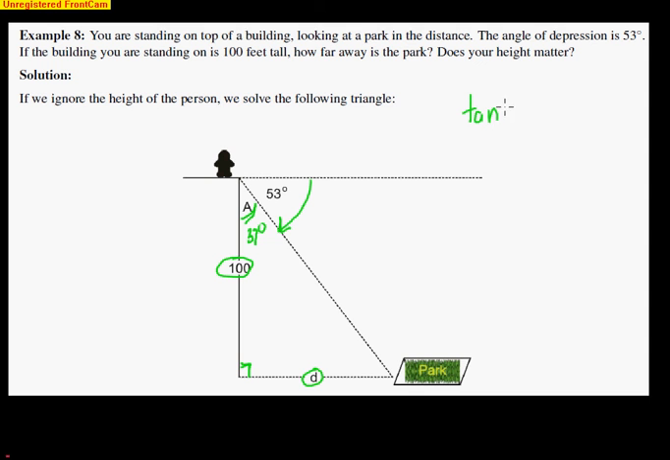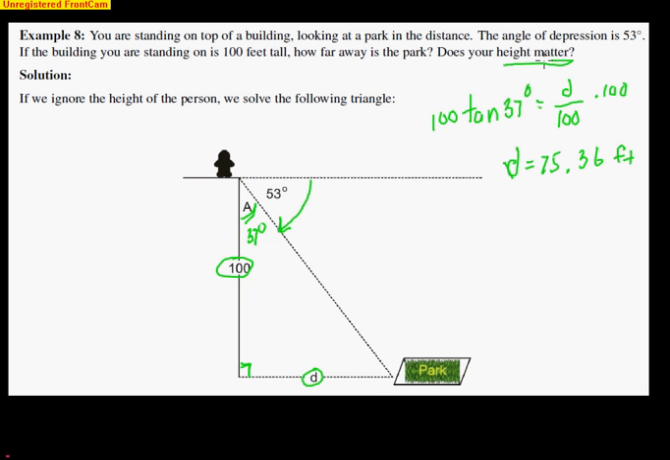So tangent of 37 degrees equals the opposite D divided by the 100 adjacent, multiply by 100 on each side. So 100 times tangent of 37 degrees is 75. This would be D is 75.36 feet. Now here's the problem.